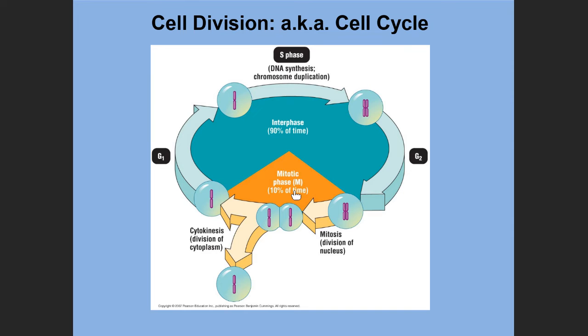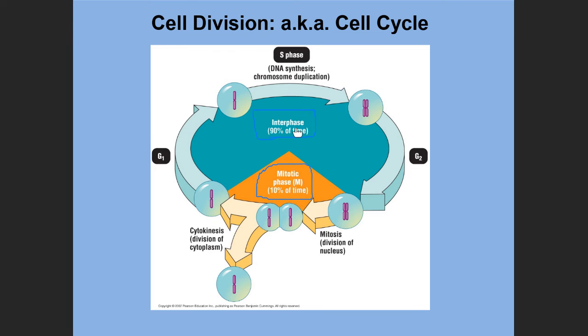But as scientists became more and more familiar with this type of cell division, they found a cell spends the majority of its time in this phase and only a small amount of time in this phase. So this type of cell division, called the cell cycle plus mitosis, technically is divided up into interphase and the mitotic phase.